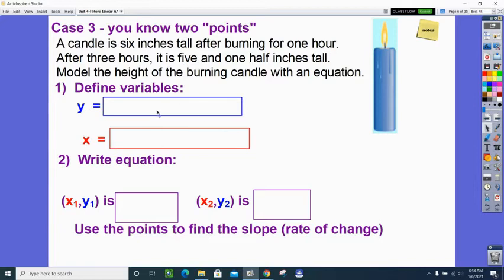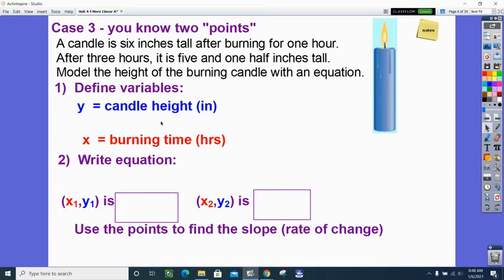So the question is, who is our x and who is our y? We've got inches and hours. So is it inches per hour or hours per inch? Does the time change based on how tall the candle is? Or does the candle change depending on how much time went by? I mean, that's a silly question. But again, looking at that time, that's going to shout to us that that would be the x. And that would make the height the y. And don't forget, when we define variables, we need to have those units in our definition.